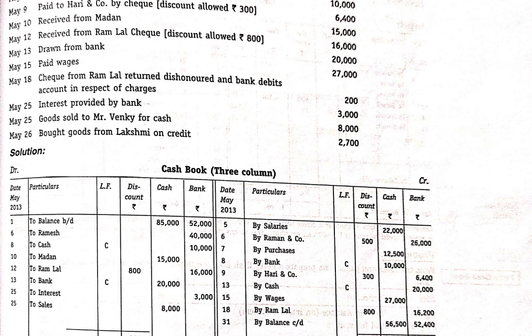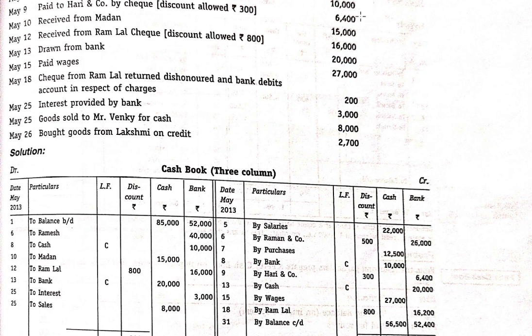Now next is May 6th. Received from Ramesh on account by cheque 40,000. So we write to Ramesh and 40,000. Next, this is the basic entry: bought goods for cash 12,000. Bought goods for cash means purchase to cash, so again we write by purchase, and in the cash column 12,000. Next is cash sent to bank, 8th May.